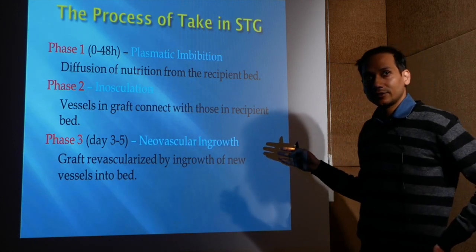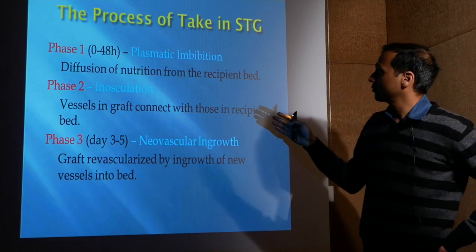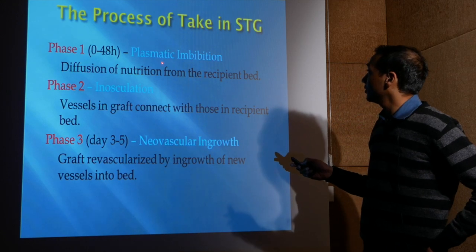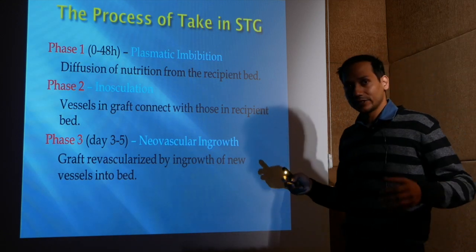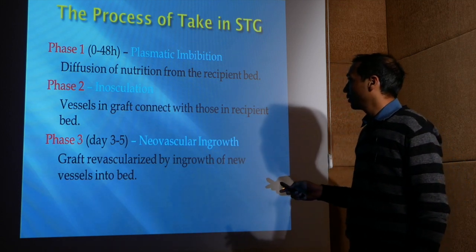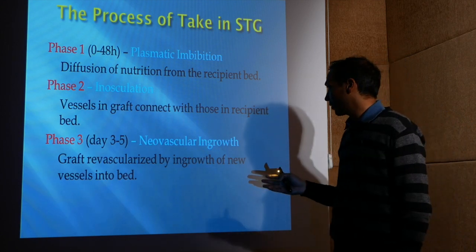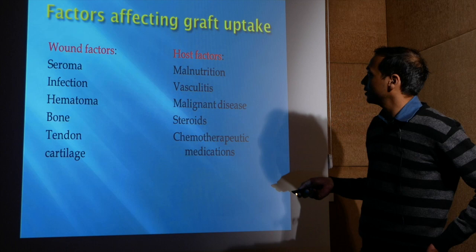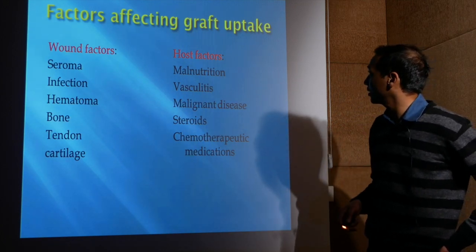There are various phases of skin graft take, mainly divided into 3 phases. One is plasmatic imbibition, which lasts up to 48 hours. The second phase is inosculation, in which the vessels align to each other. The third phase is new vascularization, which starts after 3 to 5 days of the graft. So these are the various processes. There are also various factors which affect graft uptake.